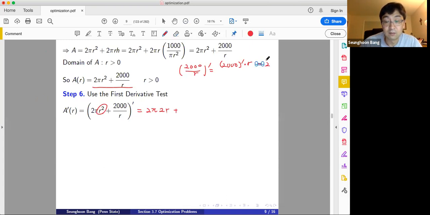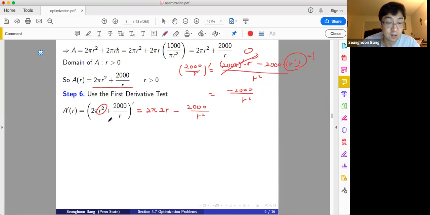So negative 2,000 times r prime over r squared. What happens? 2,000 prime is 0, you don't need it. r prime is just 1. So we have negative 2,000 over r squared. It's not positive, change negative. Negative 2000 over r squared.